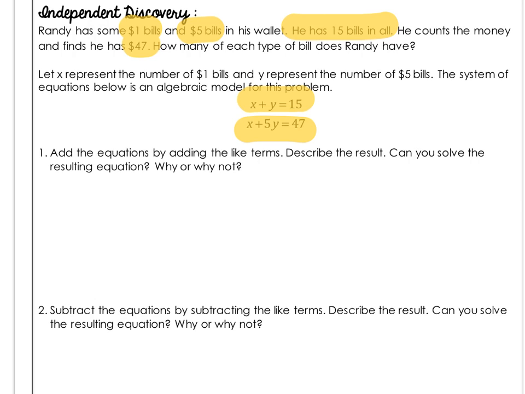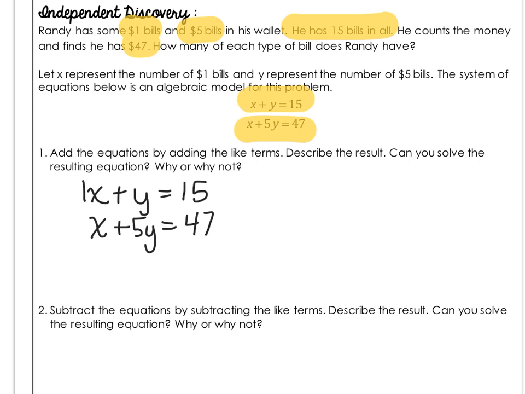So add the equations by adding the like terms. Describe the result. Can you solve the resulting equation? Why or why not? All right, I'm going to line these up just like I would any kind of problem. I'm going to put the x's under the x's, the y's under the y's, and the constants under the constants. Okay, I've got everything lined up.